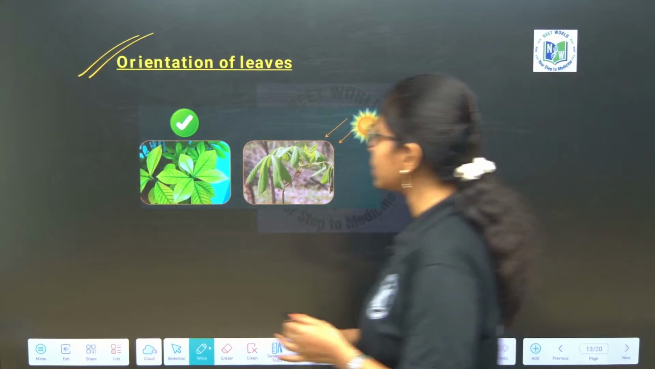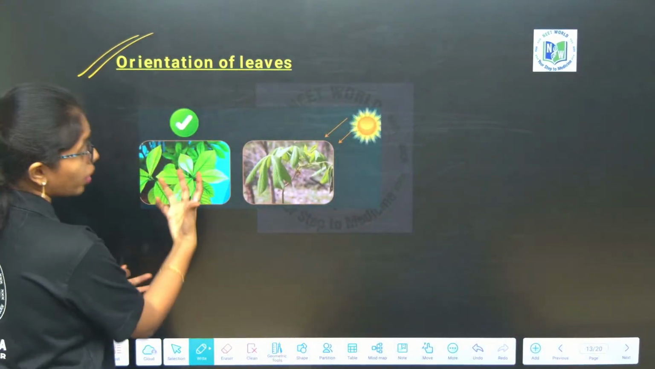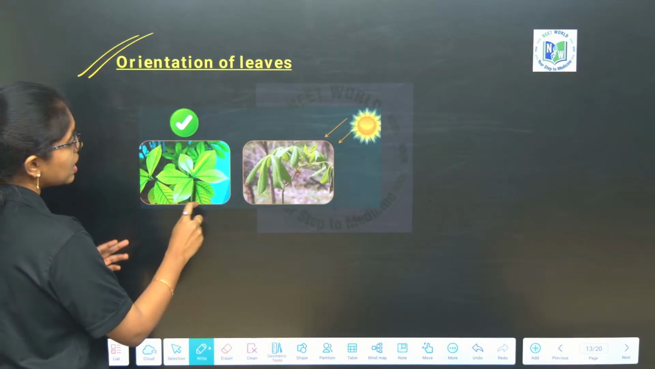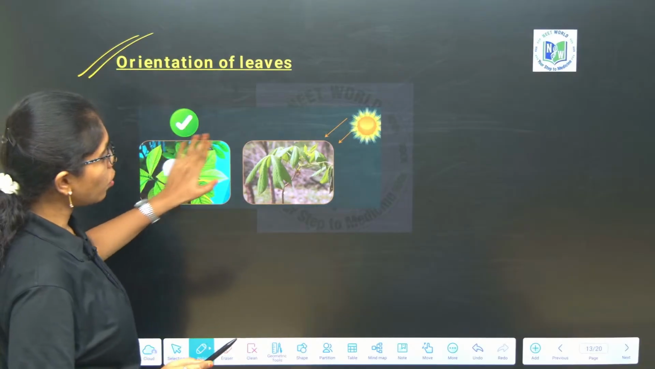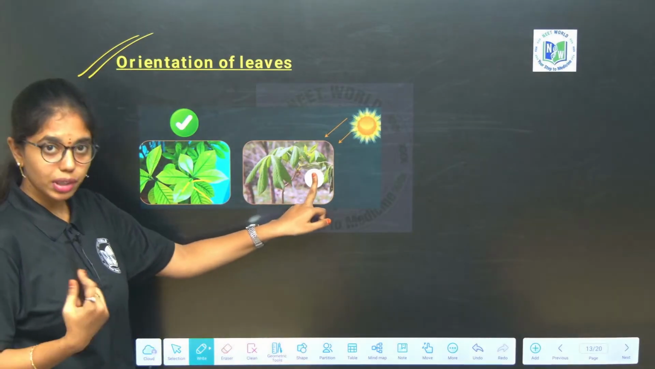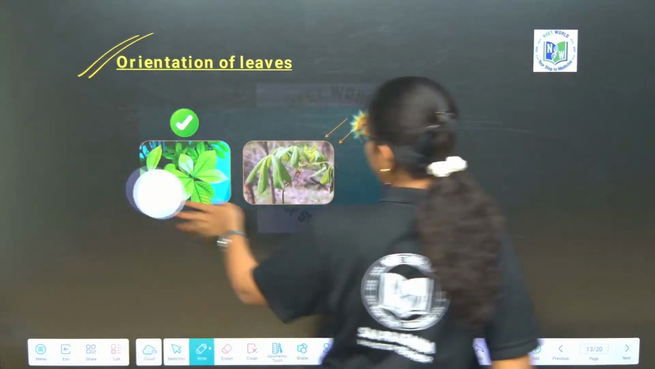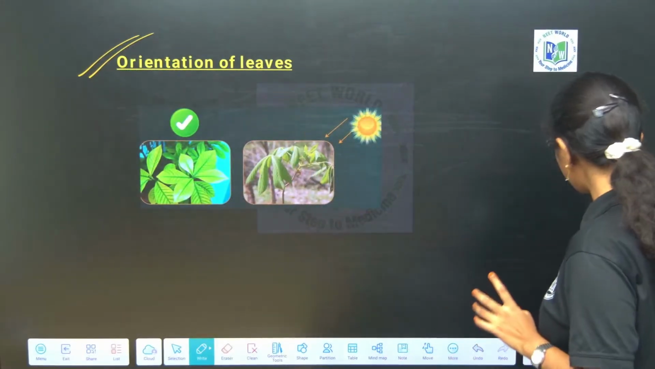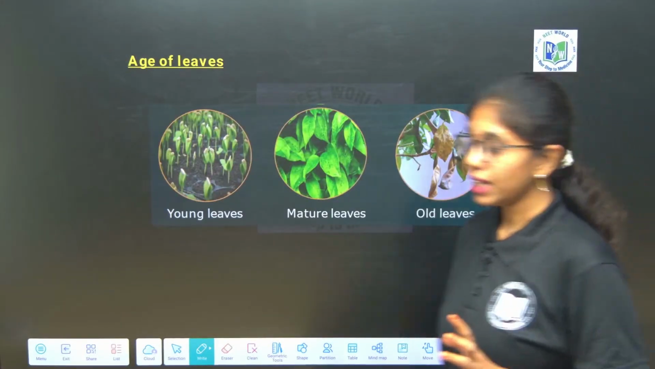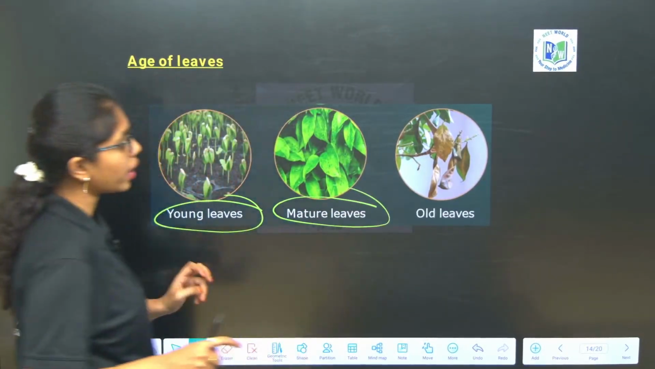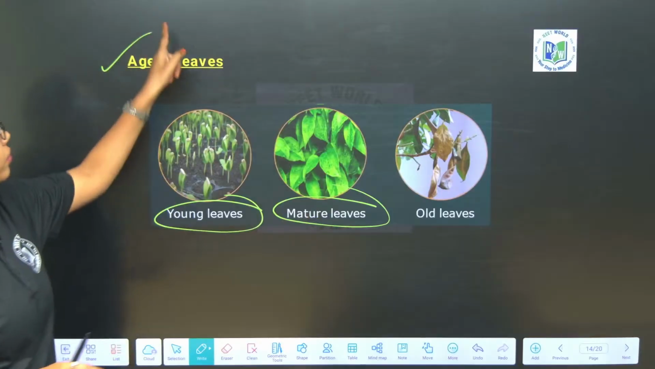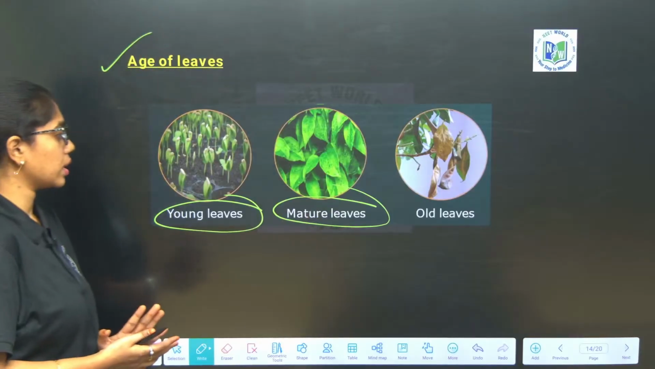So, here if you can see those leaves in which the orientation is shown towards the sunlight like this, there the photosynthesis activity is more, and here in the wilted leaves it will be less. So, it is depending on the orientation of the leaves also. Next, age of the leaves. Here we have young leaves and mature leaves, okay, old leaves. So, age of the leaves also matters for the photosynthesis.